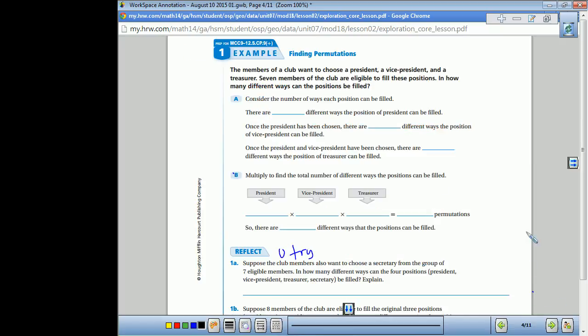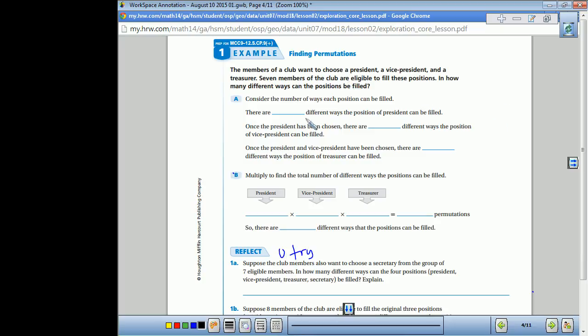So let's take a look at this example. It says the members of a club want to choose a president, a vice president, and a treasurer. We have 7 members of the club that are eligible to fill these positions. How many different ways can the positions be filled? So you read a question like this, you're trying to find the total possible outcomes, and you ask yourself, would the order matter? Would I care if I were president versus vice president? Well, yeah, I want to be president, right? So the order does matter.